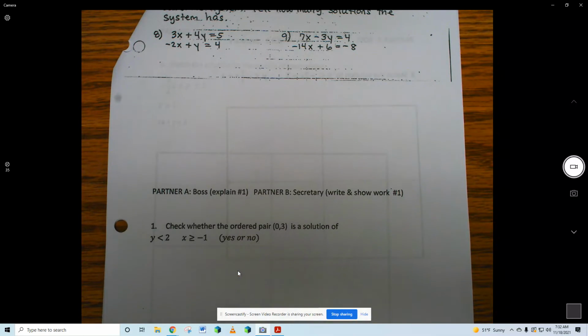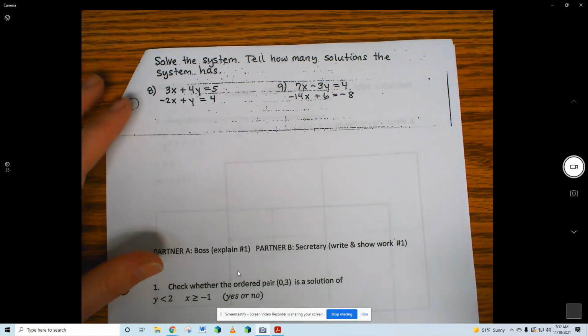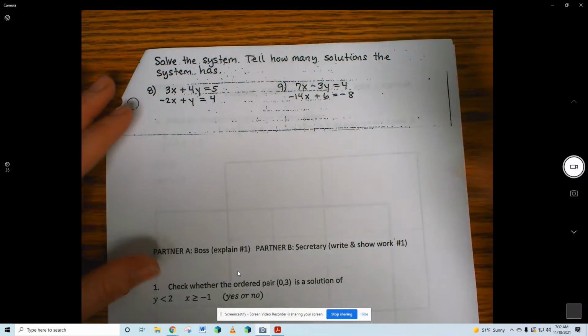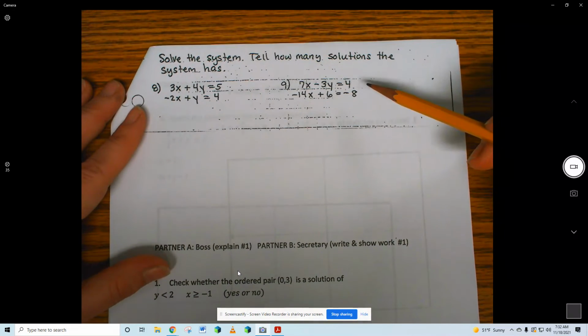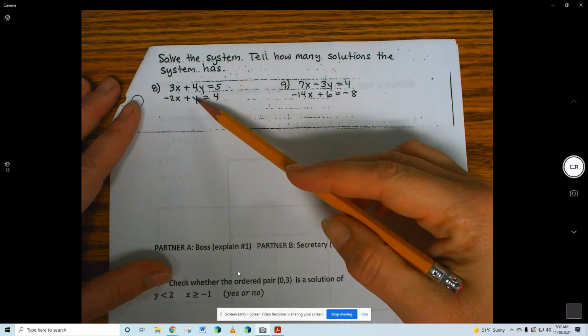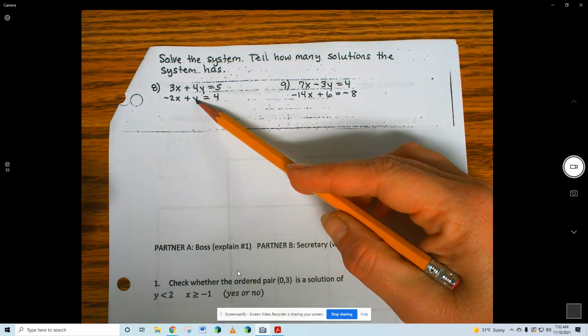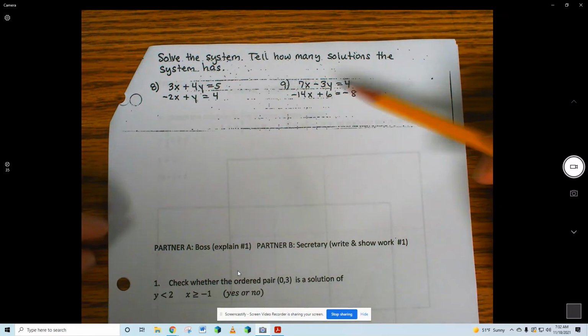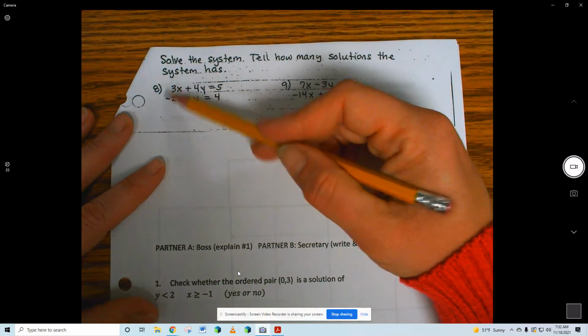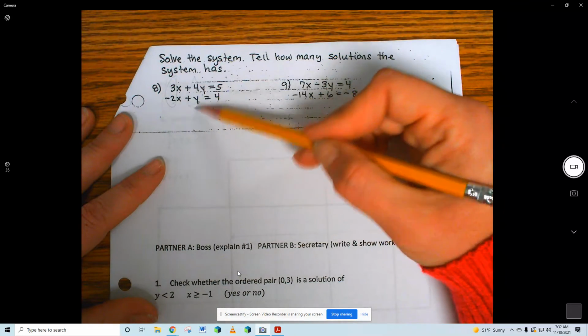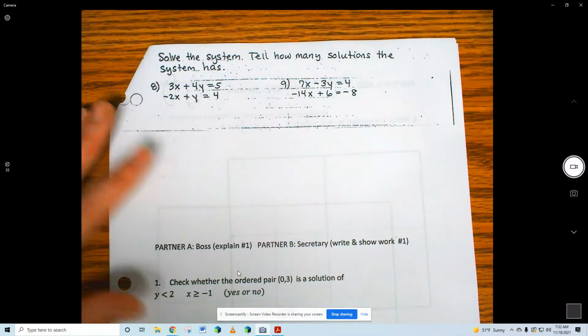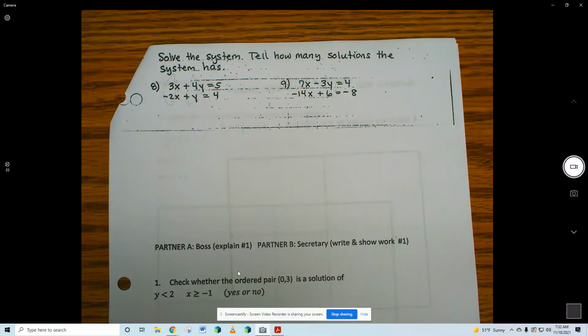Solve the system. Tell how many solutions. This is your choice. You pick whatever method you want. If you want to make one of these, like this y, be alone and use substitution, great. If you want to graph them both and see where they intersect, do that. If you want to make both of these a 6 or both of these a 4 and a negative 4, that's elimination. Do that. Completely up to you.